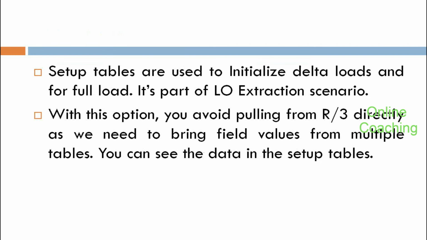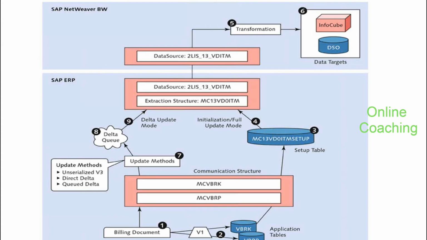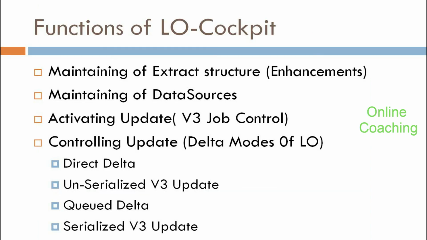The data will always be there in the setup tables. If you want to do one more load, then we'll delete this data. For example, I'm loading sales data. I will load it into my data source. Still the data will be there in the setup table. Tomorrow I want to do material management, MM. I will delete the setup table data and reload again. Setup tables are used to initialize the delta loads and for full load. It is a part of the LO extraction scenario. With this option, you can avoid pulling the data from R/3 directly, as we need to bring the field values from multiple tables. You can always see the data in the setup tables. This is called the setup table concept.